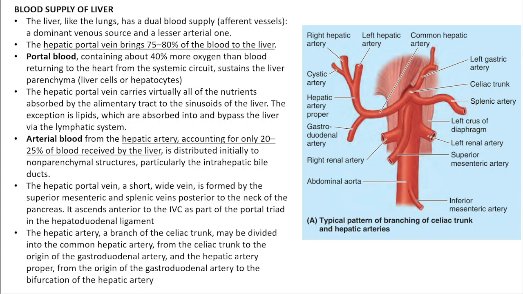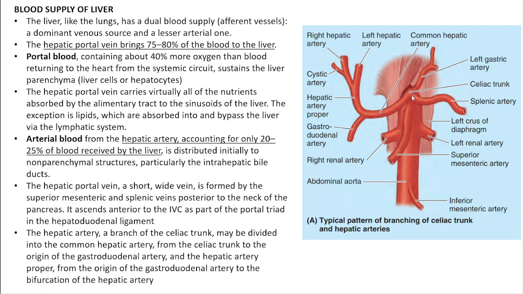Now, arterial blood we have done, then the hepatic portal vein, how is it formed? There will be a separate lecture on this, but I will just give you an overview that it is formed by the superior mesenteric and the splenic veins posterior to the neck of the pancreas, and it ascends anterior to the inferior vena cava in the anterior margin of the epiploic foramen as part of the portal triad in the hepatoduodenal ligament. The hepatic artery is a branch of the celiac trunk, see, this is the origin of the celiac trunk.